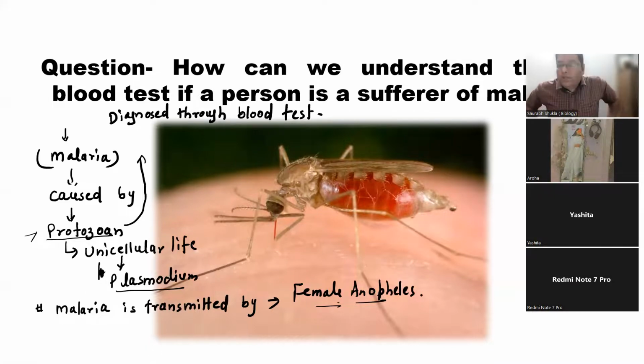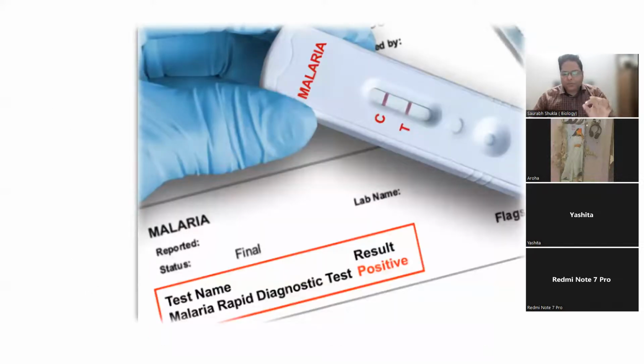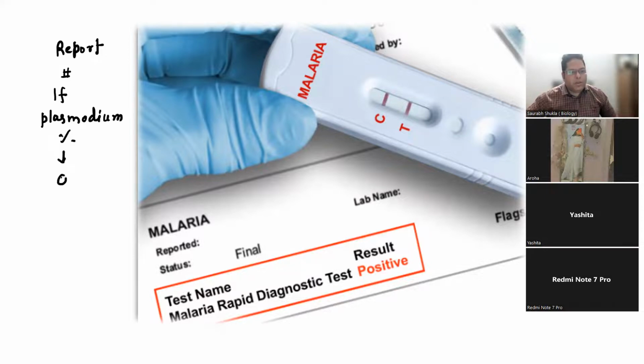The answer is clear here. Because with the help of a blood test, we are able to detect the presence of this protozoan Plasmodium inside your blood. So with a blood test, we can examine and confirm whether a person is a sufferer or not. For example, if the malarial parasite or protozoan is not present in the human blood, what is the indication? Suppose the report mentions the Plasmodium percentage is 0%, what is the indication? Who will tell me? Then the person is not suffering from malaria.